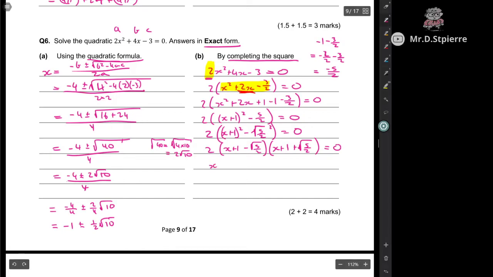So we can now say that x plus (1 minus root 5)/2 is equal to 0, or x plus (1 plus root 5)/2 is equal to 0. So we get x is equal to (negative 1 plus root 5)/2, and this will be the root of the whole thing, or (negative 1 minus root 5)/2. And that should be equivalent. Let's do a quick check.